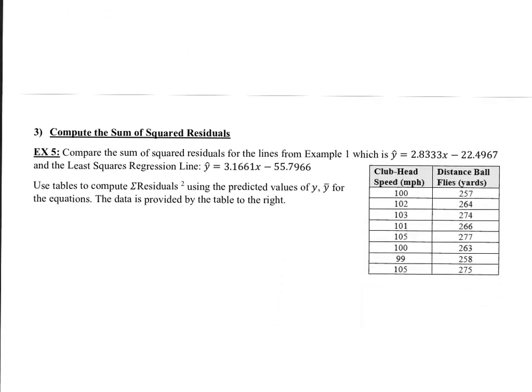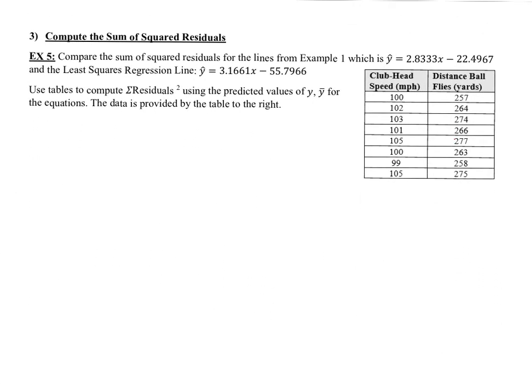Alright, now let's take a look at objective 3, compute the sum of squared residuals. Example 5. Compare the sum of squared residuals for the lines from example 1, which we had was y hat equals 2.8333x minus 22.4967, and the least squares regression line y hat equals 3.1661x minus 55.7966. So this is the equation that we found by hand for the first example, and this equation here is the actual least squares regression line for the data we had. So what we're going to do is compute the sum of the squared residuals for them, and then compare them.